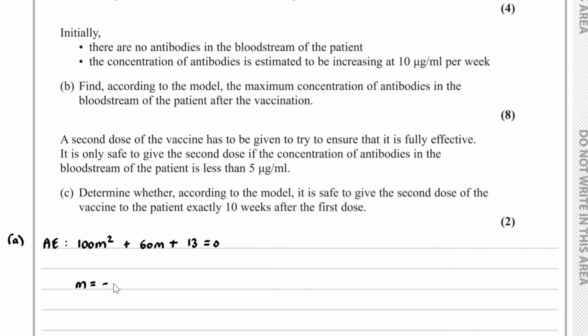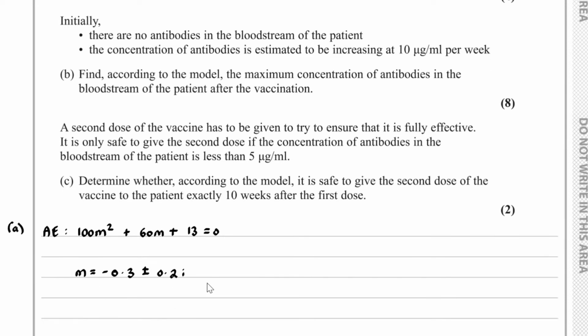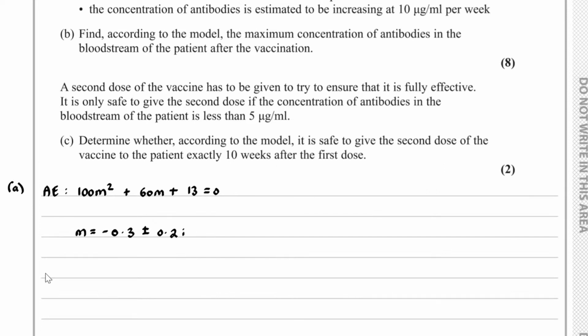So let's just write that down. We've got minus 0.3 plus minus 0.2i. We've got complex roots, so therefore the complementary function will be equal to e to the power of minus 0.3t times a cosine of 0.2t plus b sine of 0.2t.